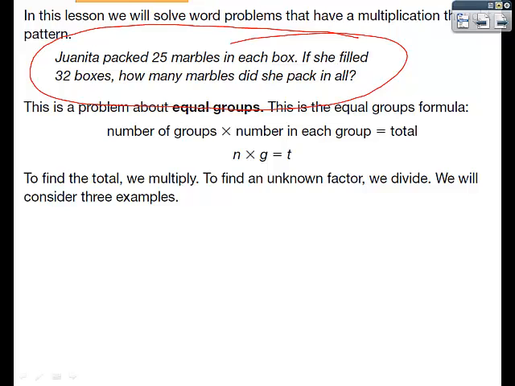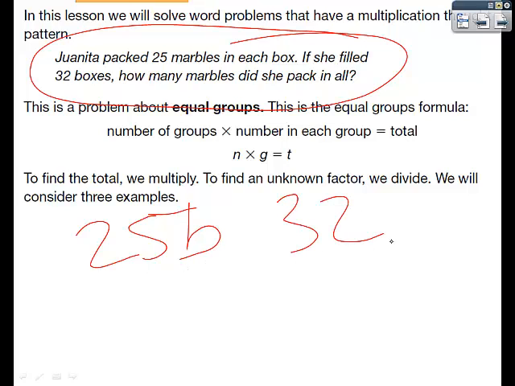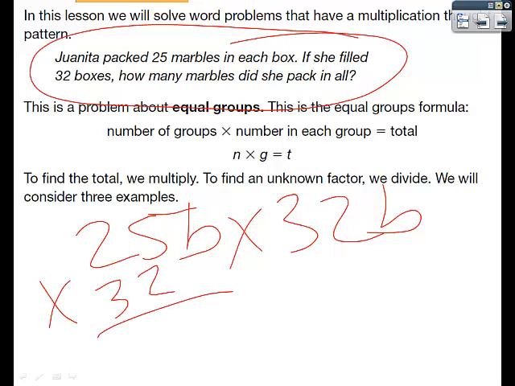If Juanita packed 25 marbles in each box and she filled 32 boxes, then you know that you could just times these two together to find out how many marbles she needed total. Just 25 times 32 would give you your total. All right, we all see that, correct? We all know that. Let's look at the examples and see if you can do them.